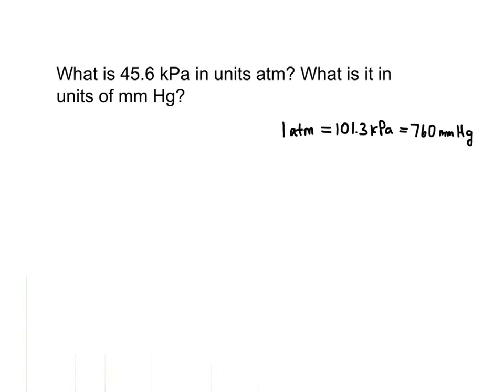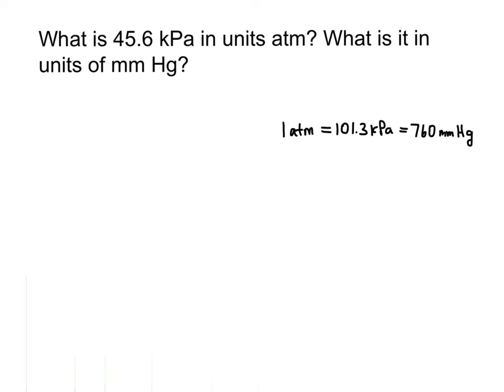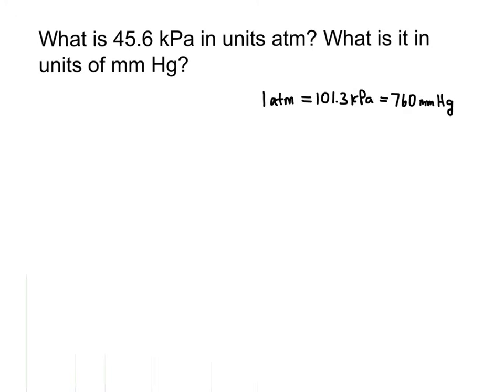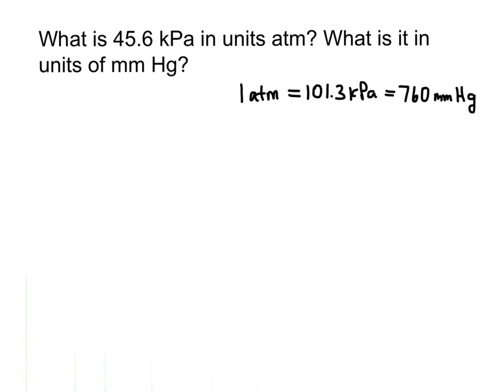So this question is asking us to convert 45.6 kilopascals into units of atmospheres, and then to convert that also into units of millimeters of mercury. We're going to use this relationship that we created to solve this problem. When I read a word problem in science, I like to underline the given information in green. This is just to help keep organized. And then underline the information that the question's asking for in red. So we're converting to atmospheres and millimeters of mercury. So this is what I know.